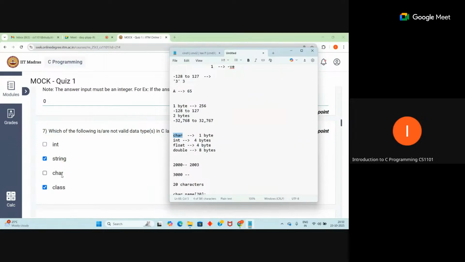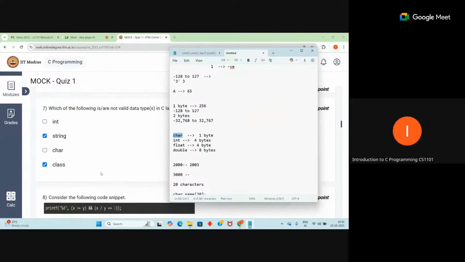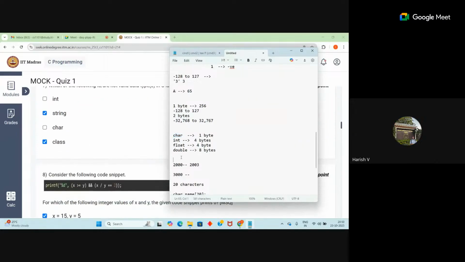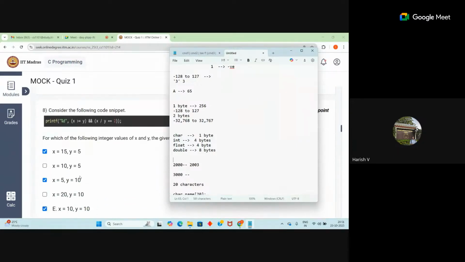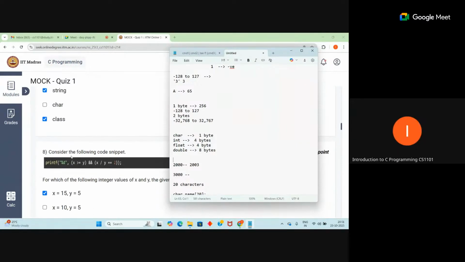Only int is valid, char is valid. But those we have to use in Java. In Java, these two are data types. But in C language we only have these 4 data types: char, int, float, double. Okay. So consider the following code snippet.